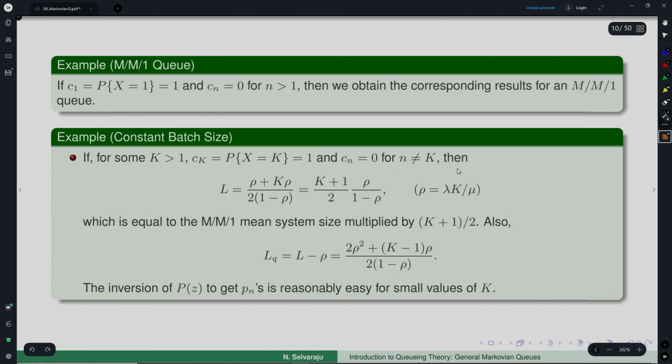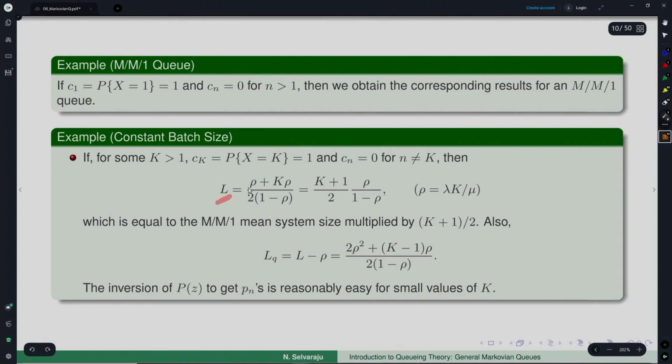Again this is a deterministic situation, but now the batch size is not just 1, 2 or 3 and so forth, it is just a constant k. So, at every arrival instant it is a constant batch that is coming. Possibly you can think of many scenarios like this.